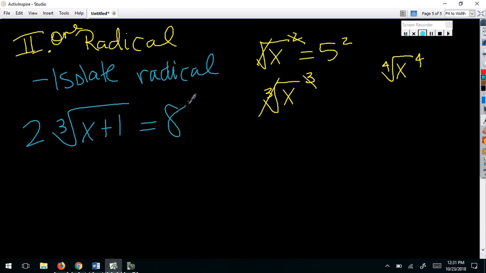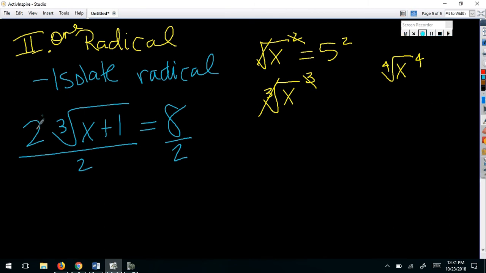You put the third power, cancel it out. Isolate the radical first. You see that there's one radical. You divide by 2. You can't have anything except the radical and what's under it. That's it. Nothing else. You have to get rid of the 2 in front first, because before you can get rid of a radical, you must only have the radical and what's under it on the side.